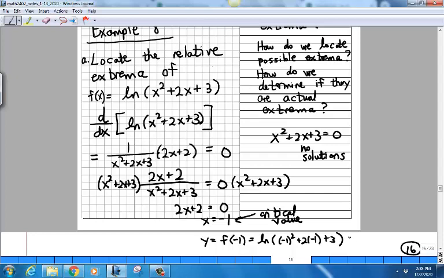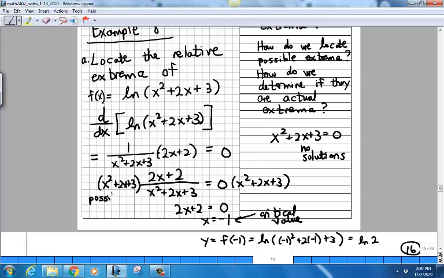What does that add up to? Is that natural log of 2? Is that right? Because this is going to be 1, this is 3, so that's 4, but you're subtracting 2, correct? So you get 4 minus 2, which is 2. So there is your y-coordinate, natural log of 2. So that is our possible turning point.